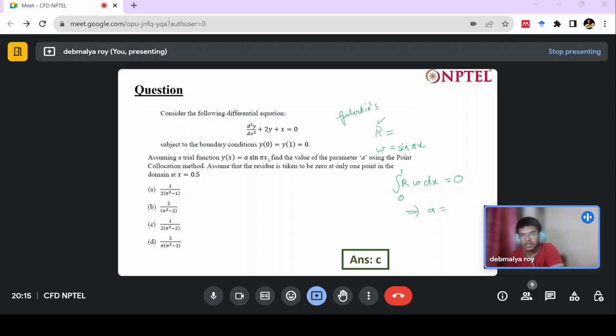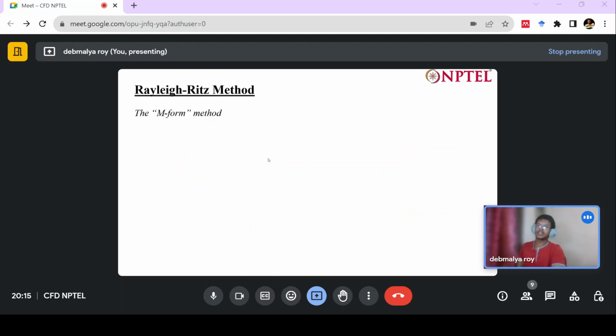Let's discuss another method, which is called the Rayleigh-Ritz method, also known as the M-form method. So this is using the M-form. What was the M-form again? The M-form is basically half of a(y, y) minus L(y), and we have to minimize this.